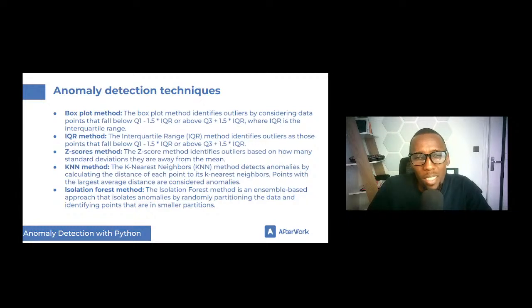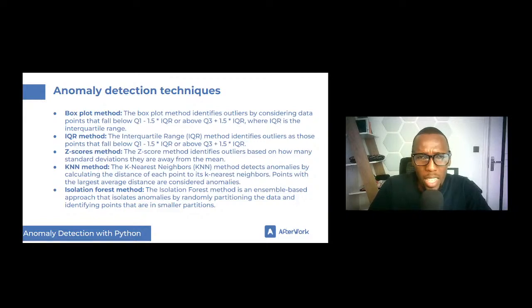The Z-score method is also another type of method that we can use to identify outliers based on how many standard deviations they are away from the mean. Just like the IQR method, you're able to not visualize, but you're able to retrieve those records. But again, this is dependent on the number of standard deviations that you would want to work with.